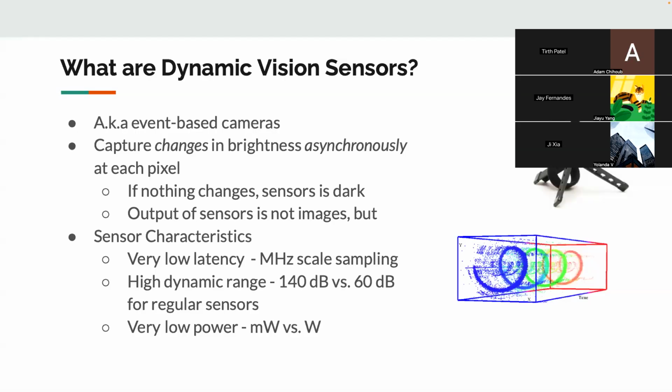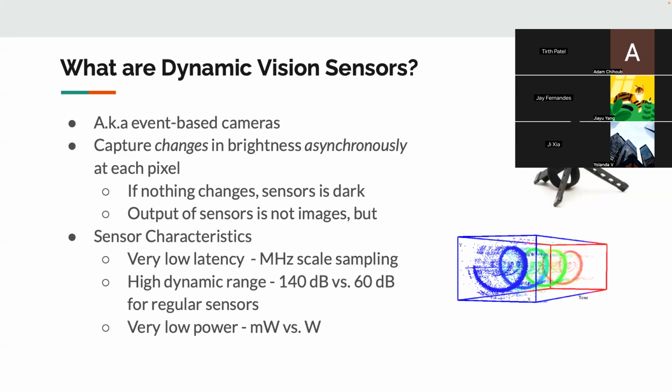So what are dynamic vision sensors? You might also see them under the name event-based cameras. But basically what they do is they capture changes in brightness asynchronously at each pixel. So if nothing changes, the sensor is completely dark. And the output of the sensors is not images, but event streams. So basically, you'll have this kind of point cloud, which you can see on the bottom right-hand corner here, a kind of point cloud of the activations on the pixel array over time.